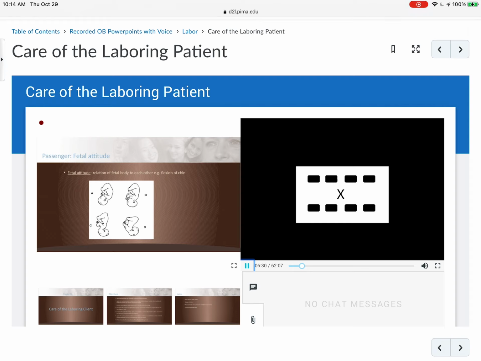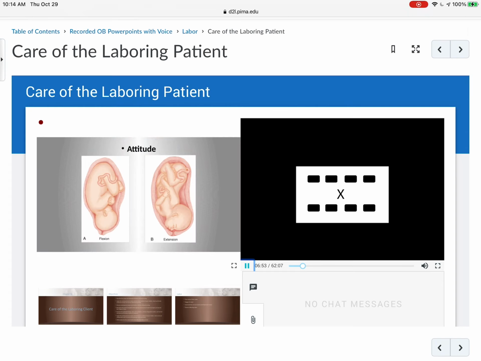Fetal attitude is the relationship of the fetal body parts to each other. Basically, it's talking about the flexion of the chin. You can see D versus A, the baby with an attitude looking up versus A. So the passenger has a lot to do with how the birth process is going to go: the size of the baby, the size of the head, the position of the baby, the attitude of the baby.